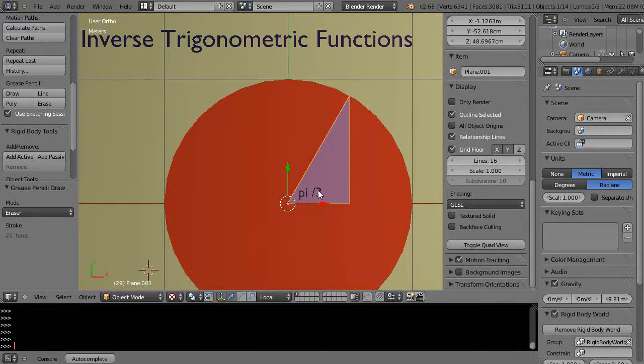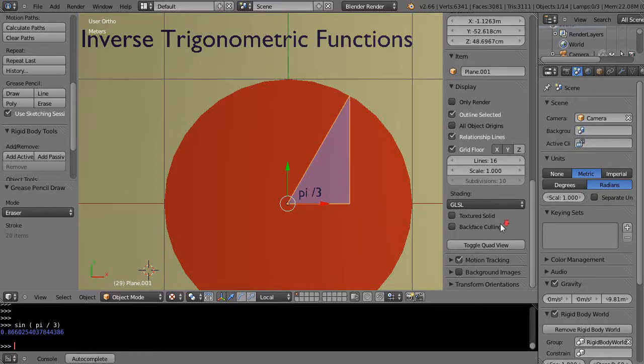So this 60-degree angle right here is the same as pi over 3 radians. When I type in sine of pi over 3 in my expression, it gives me a value of 0.866. So 0.866 is going to be this length, or the sine value.